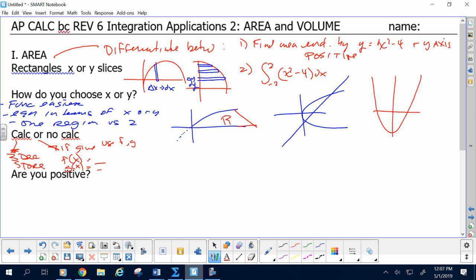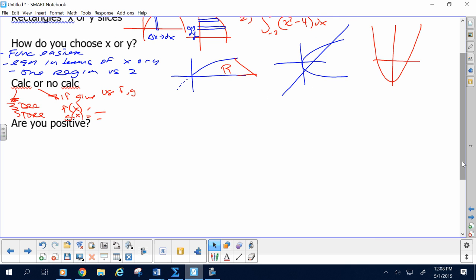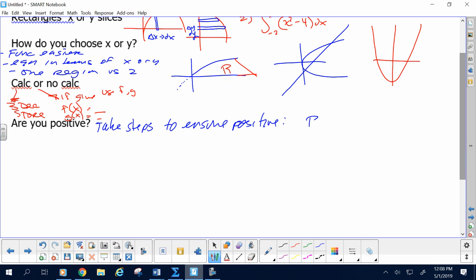Calculator's great. There's a pretty good bet you're going to have to do some kind of area without a calculator. They're going to expect you to add some fractions. Sorry. I think you can handle it. Be careful. Be wise. Are you positive? That means you take steps to ensure positive, and that's done by using right minus left, which will always be positive, or upper minus lower, which will always be positive. If you get a negative, go back and change your work, not just your answer.